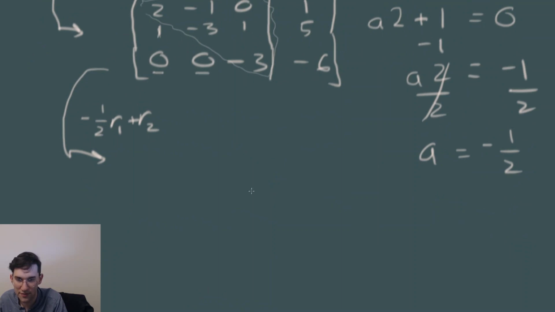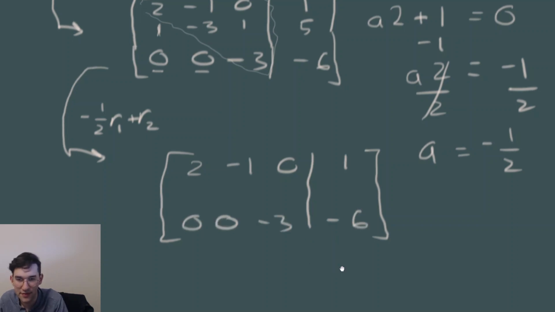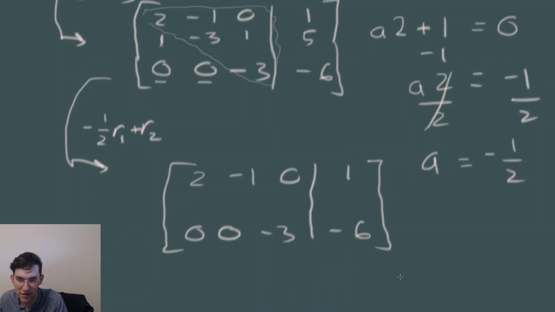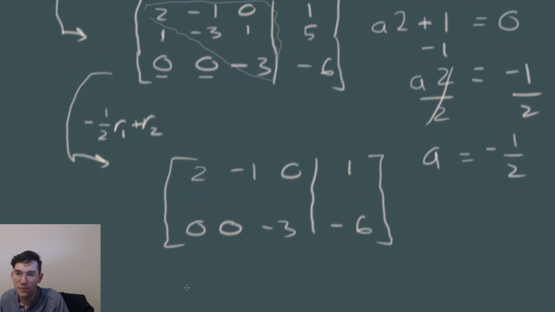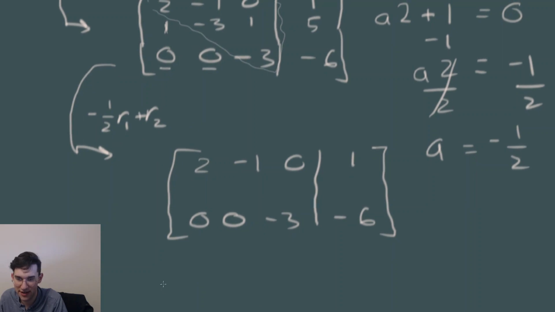Oh no, we're rotating. Okay. Write the rows that don't change. 2, negative 1, 0, 1. We're doing 0, 0, negative 3, negative 6. And now let's do negative 1/2 times row 1 plus row 2. So if you can't do it in your head, you can write it out as well. I would suggest doing it in your head because it can get really messy when you're writing down everything.